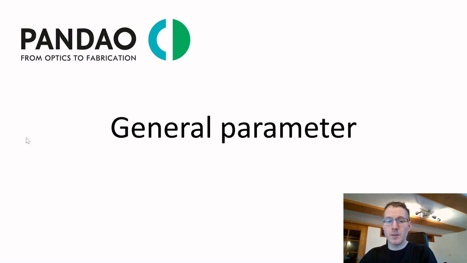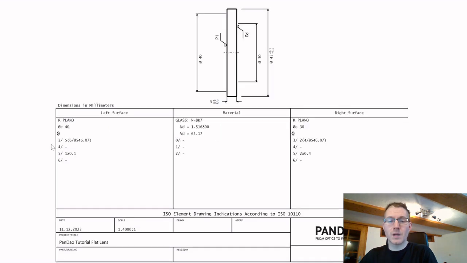We're gonna start by explaining the general parameters of a lens. As an example, we're gonna use this very basic lens which has two flat sides.